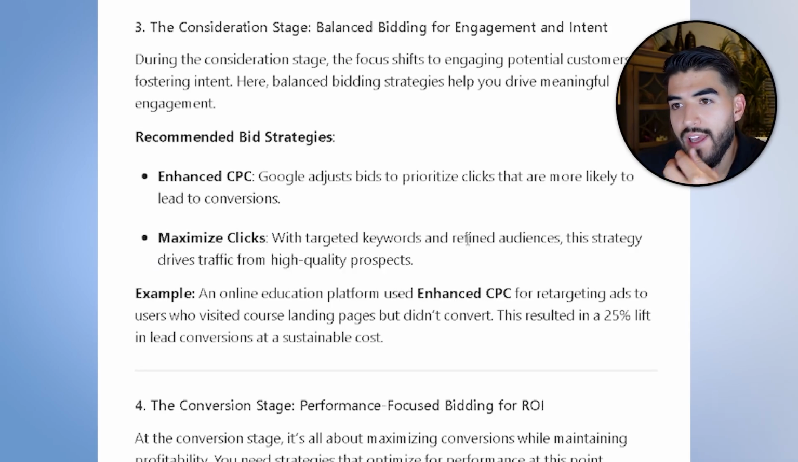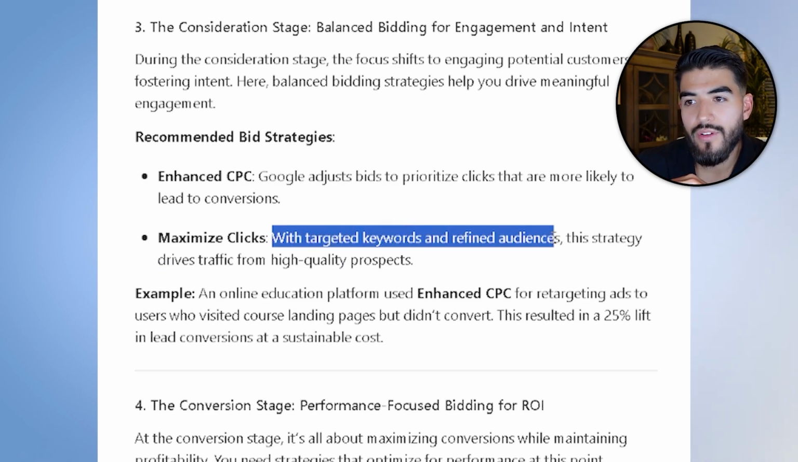With targeted keywords and refined audiences, this strategy drives traffic from high quality prospects. Again, caveat, with targeted keywords and refined audiences. So maybe if you're using only exact match keywords, and maybe if, for example, you're using an RLSA campaign where you're targeting people who have already been to the website, already clicked on your search ad, and they're already in market. They've shown that they're in market for your product or service. However, I do not necessarily recommend this campaign type a ton, simply because they disregard the conversion actions that are actually going to drive business forward.